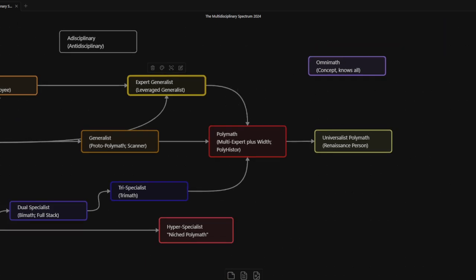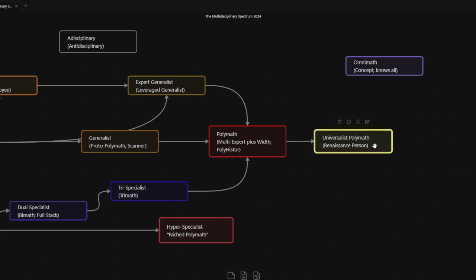The omnimath is just a concept. It is someone who knows all. It is something that's basically impossible to become, but I wanted to give something at the other end. The universalist polymath, however, on this end is like Da Vinci.